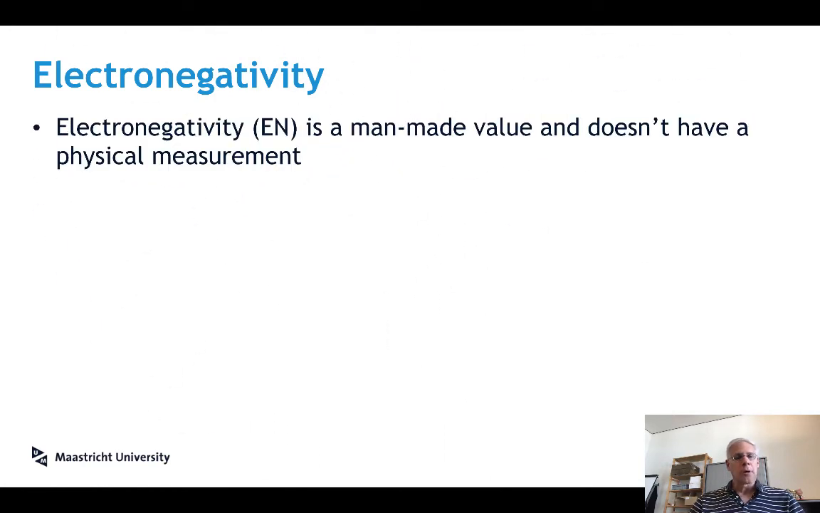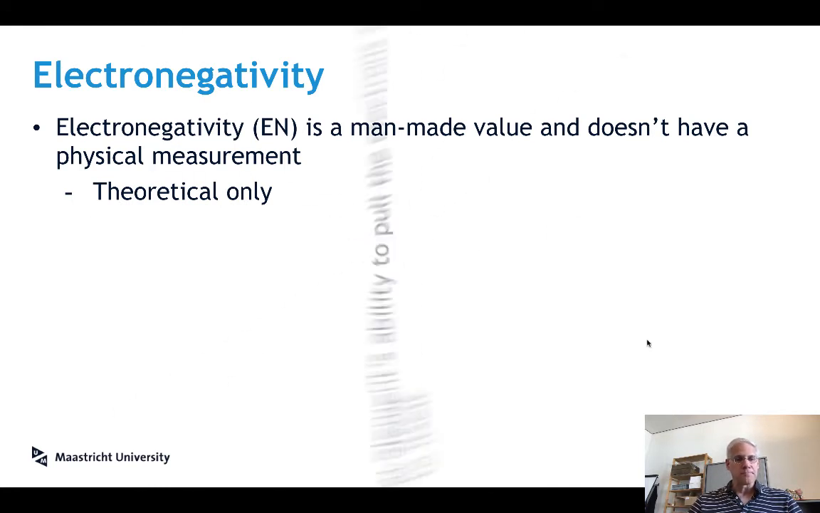Now, when we're doing our structures, there's some properties that we see within our molecules, and we didn't really have a good way to describe why those properties exist. And so a brilliant man named Linus Pauling came up with an idea of electronegativity. It is a man-made value. It does not have a physical measurement. There is no such thing as an electronegativity meter. So we just have these set values that are strictly theoretical.